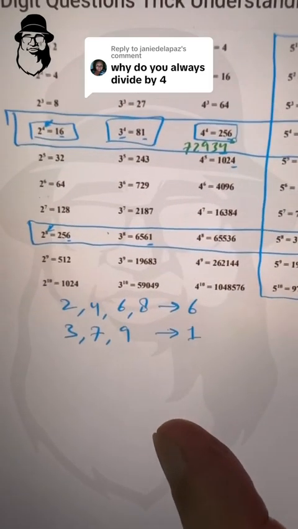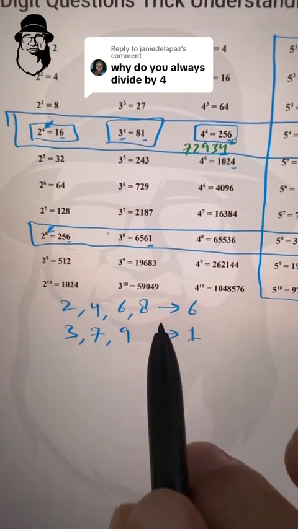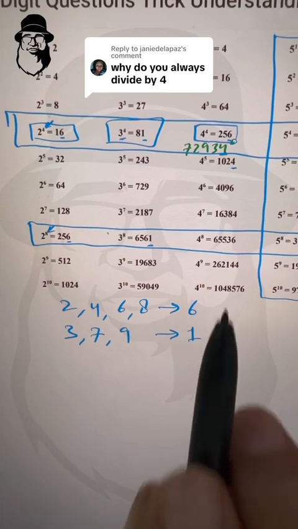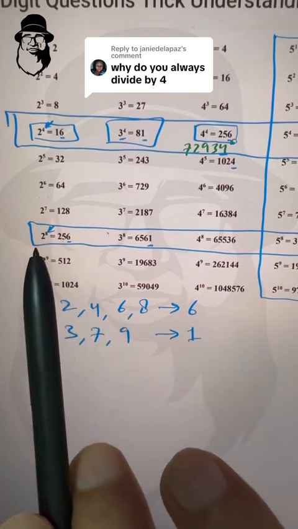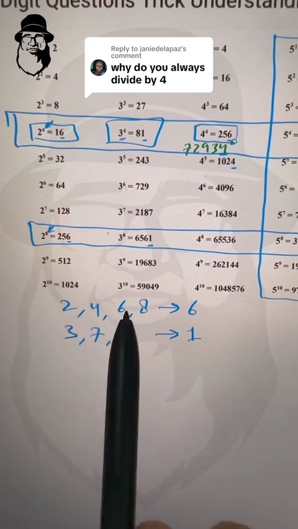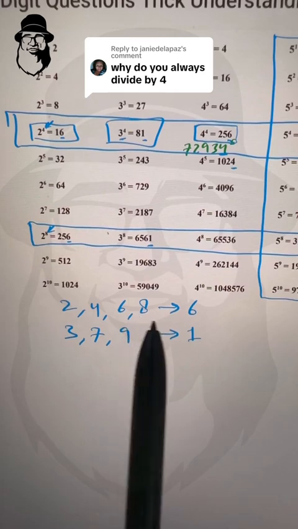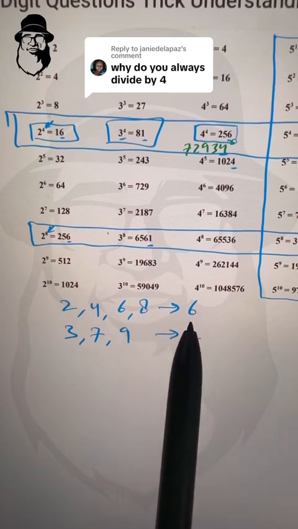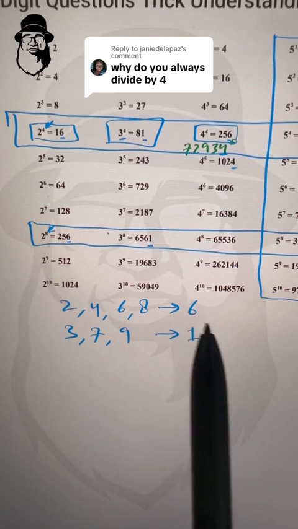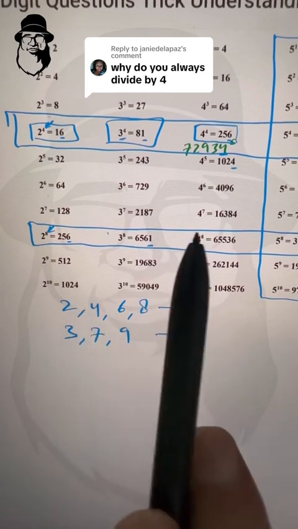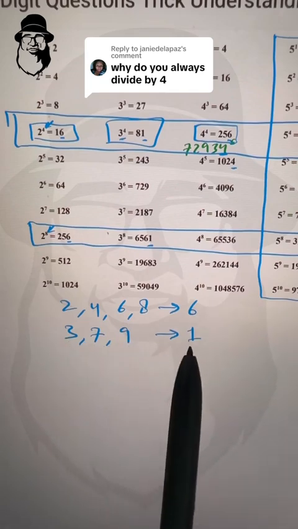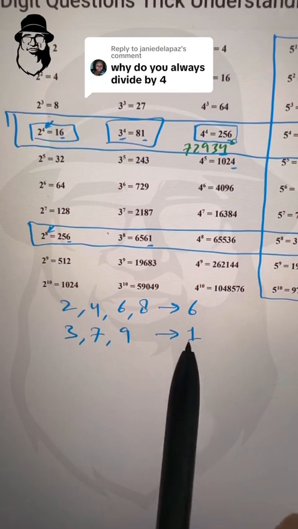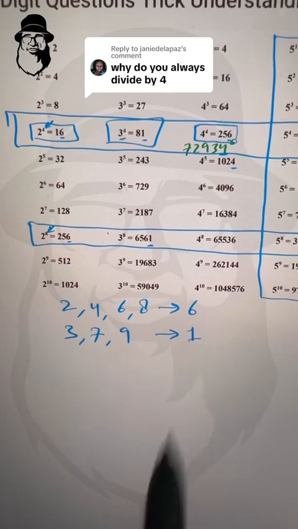Okay, back to our table. Now all the powers that are divisible by 4, we have discussed those. There are only 2 possibilities. If the units digit of that number is 2, 4, 6 or 8, then the units digit of the answer will be 6, and that will be your answer to the question. And if the power is divisible by 4 and the units digit is 3, 7 or 9, then the units digit of the answer will be 1, and that will be your answer to the question.